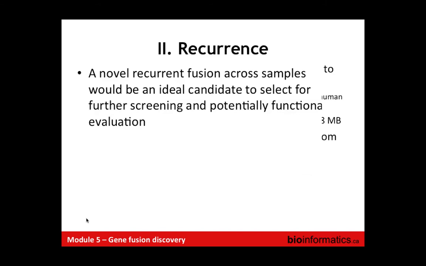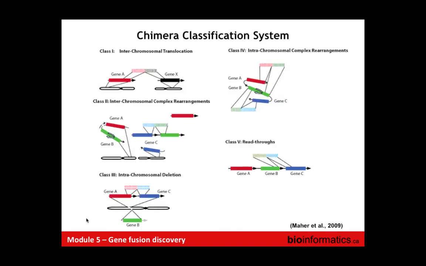Another good way of prioritizing your fusions is recurrence. So this is the most popular in a way. Everyone would love to find a fusion that is recurrent across many samples. And this is an ideal candidate for further screening and potentially functional validation. You're not often that lucky, but if you're evaluating a set of 50 tumors and you see a fusion occurring in 10% of them, that's kind of like Yahtzee.